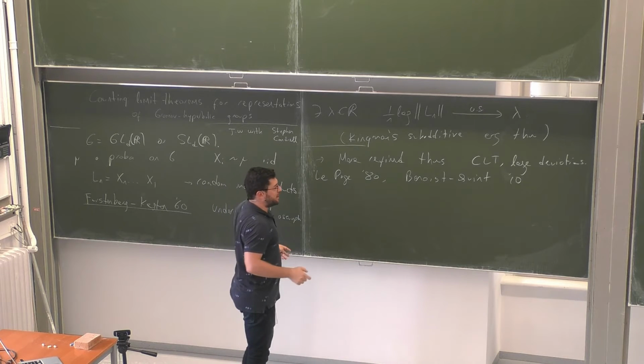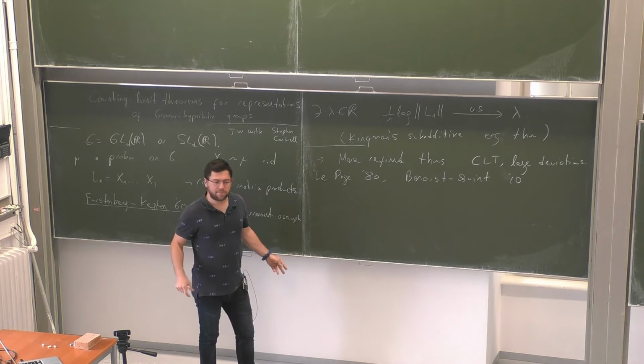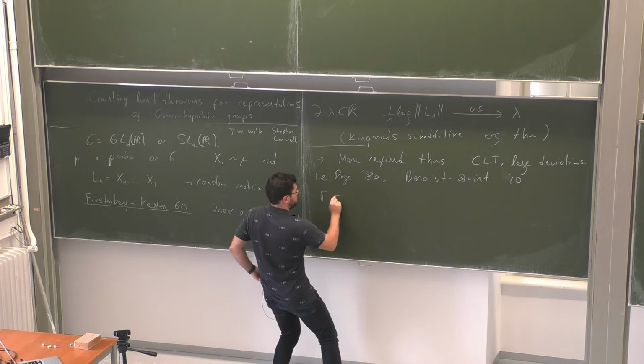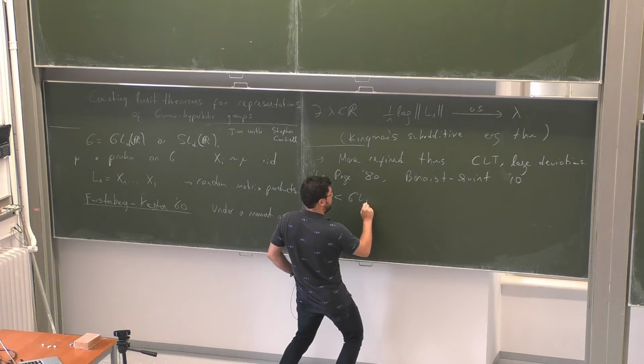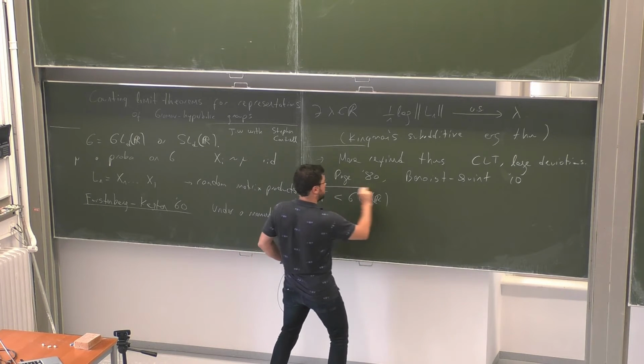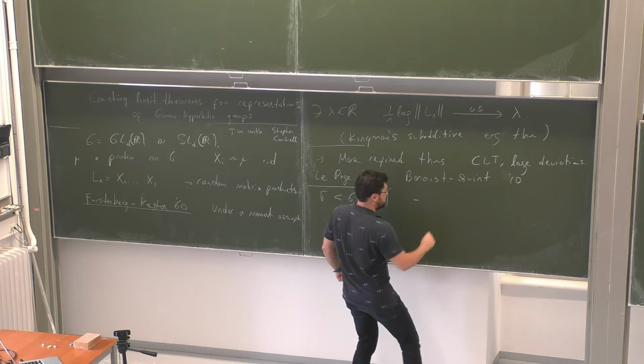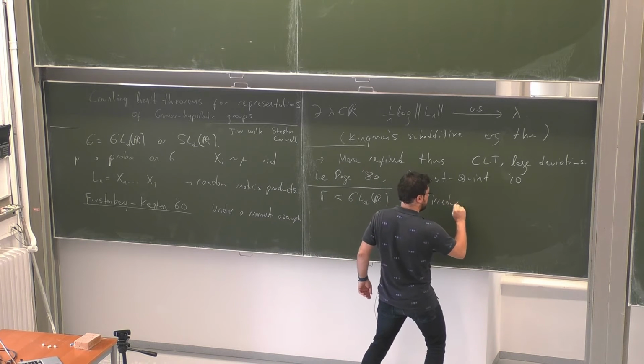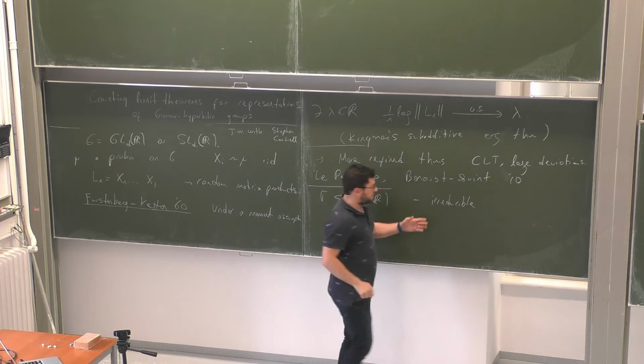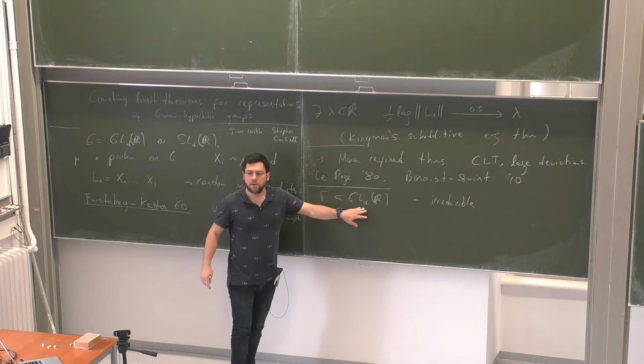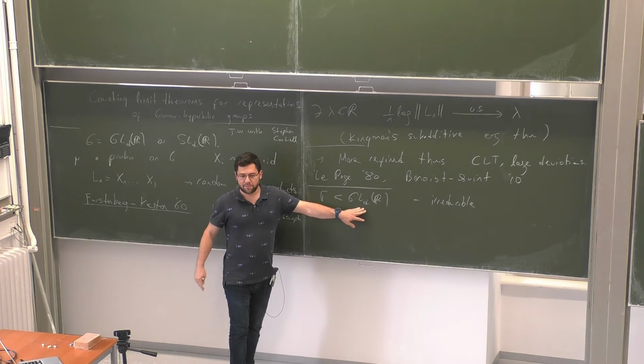But to state them, let me introduce some definitions. So when you have a semigroup or a group inside GL_d(R), some classical definitions: we say that it is irreducible if there is no proper non-trivial invariant subspace.